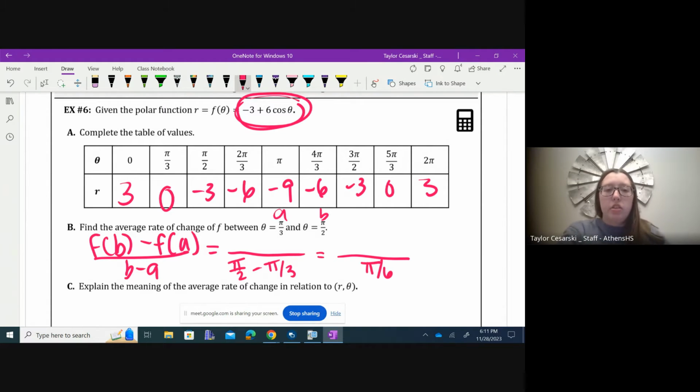Well, f of pi over 2, that's negative 3. I just get that right from the table. Minus f of pi over 3, which is 0. So I get negative 3. Let's keep change flip.